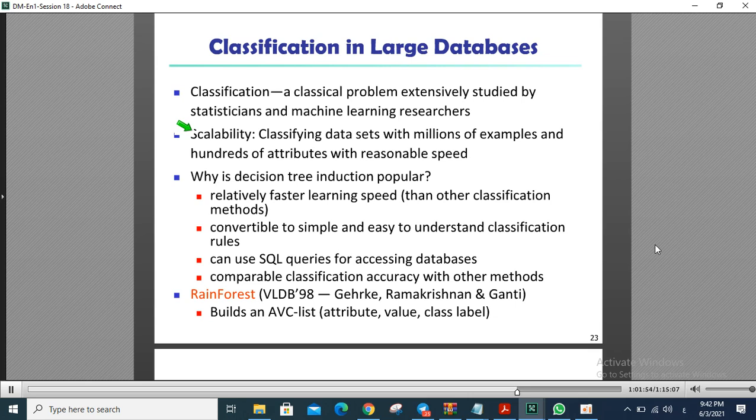If a method can handle large data, we say this method is scalable. Otherwise, we say that this method is not scalable. And this is one of the main issues when we are working with large databases, with massive data, with big data. Scalability is one of the major issues in such cases.